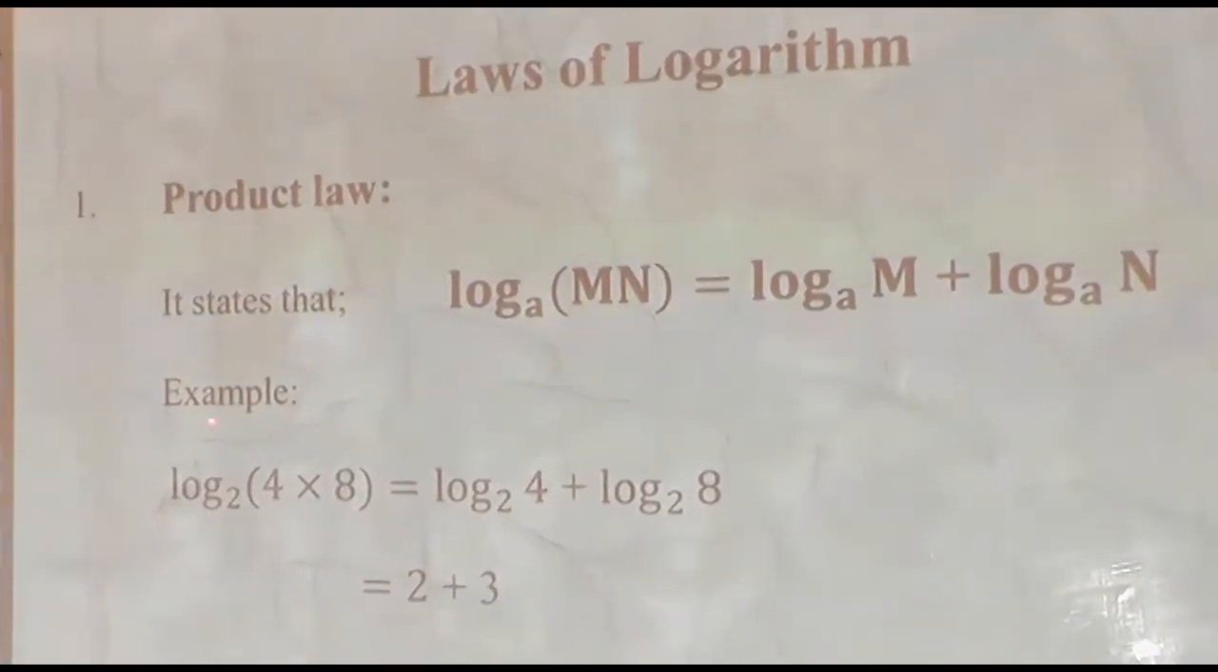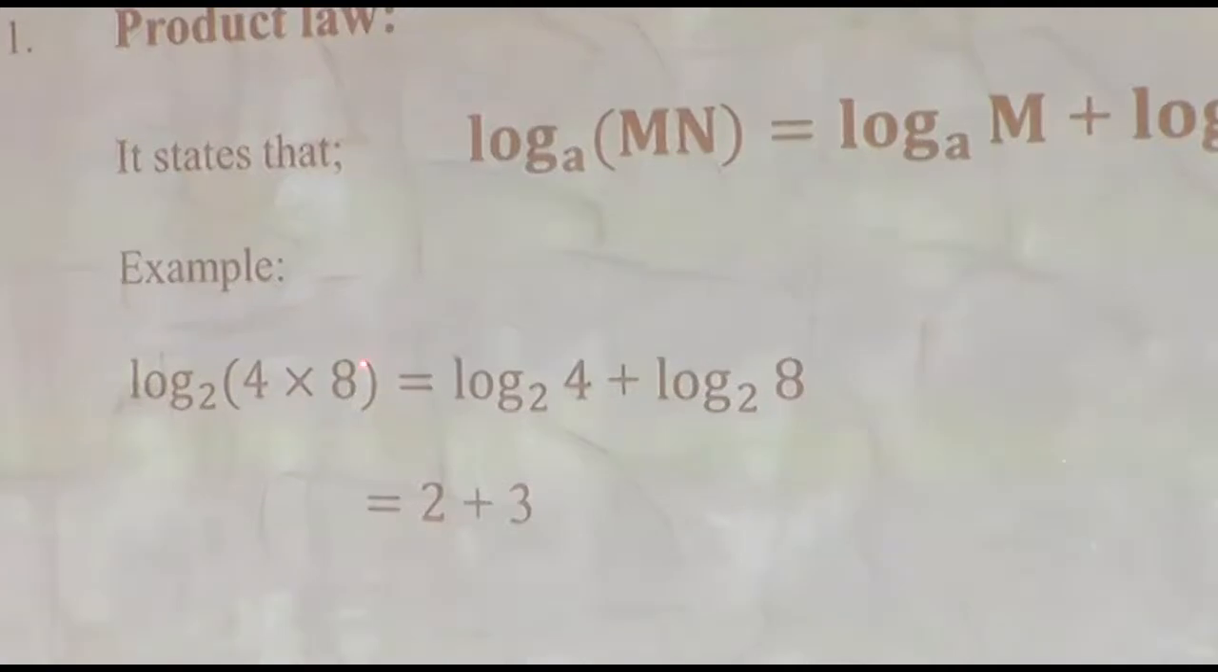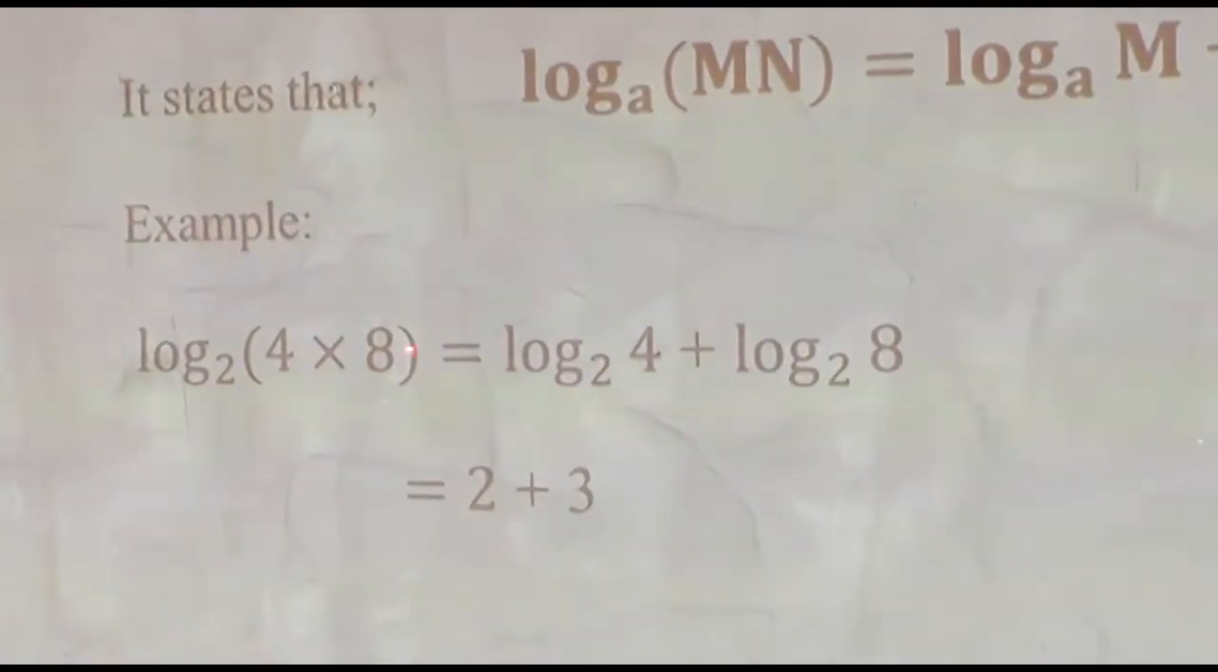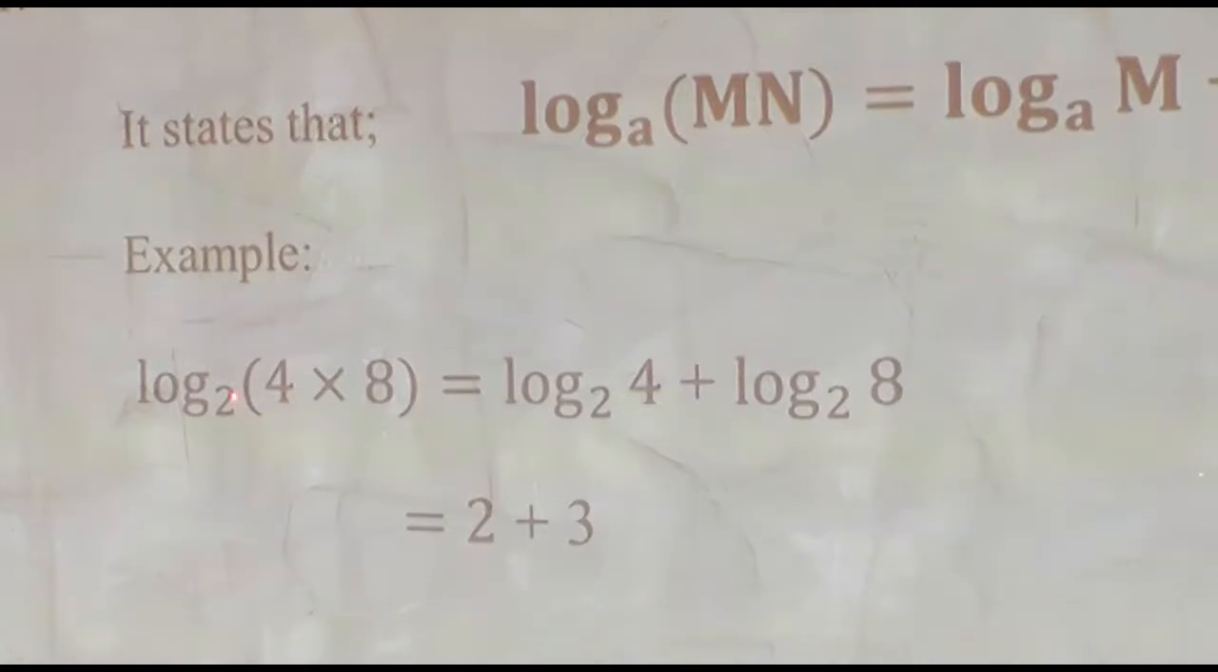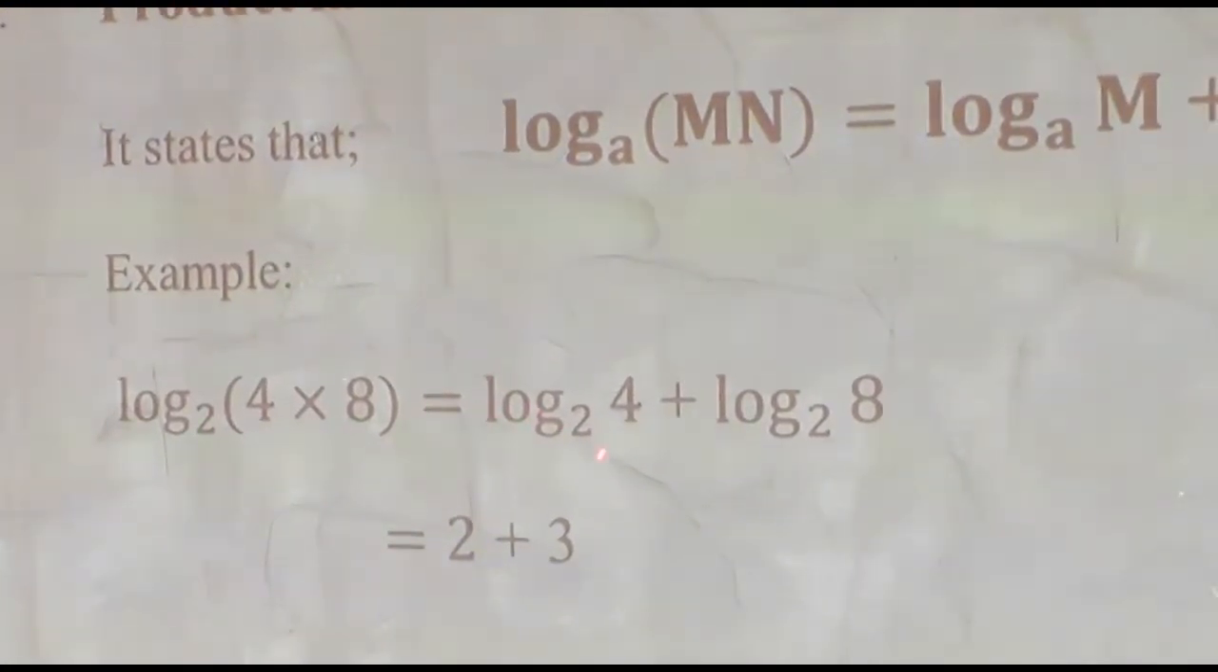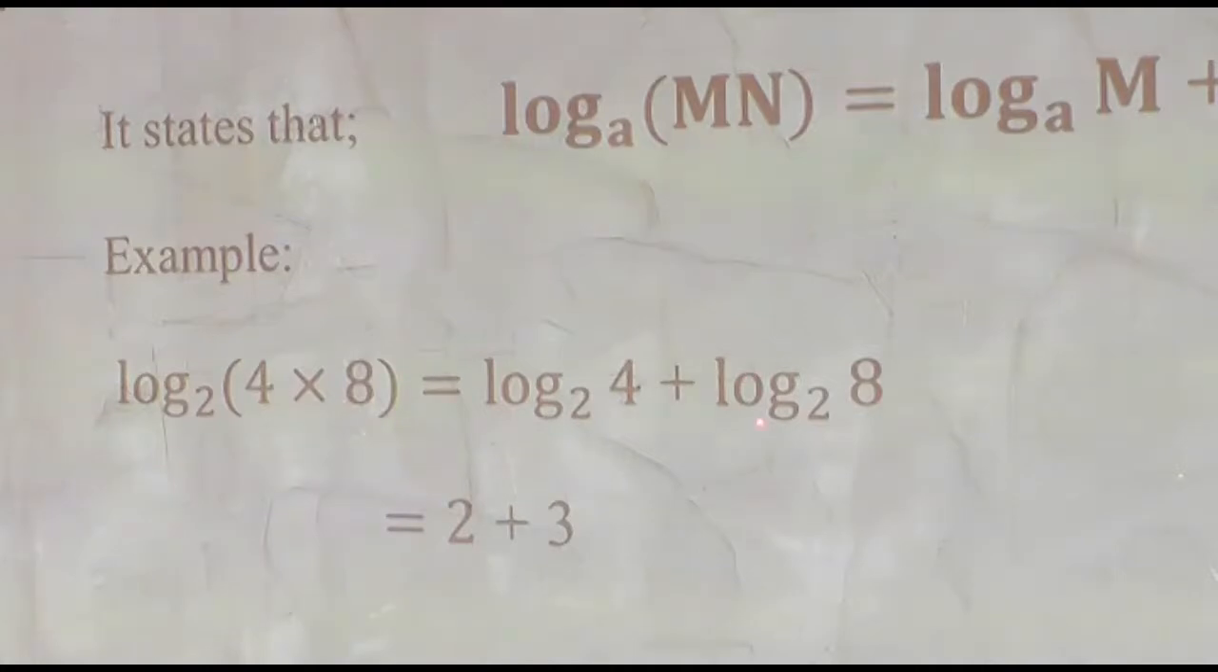So for example, we have log of 4 times 8 to base 2. If I find the log of 4 to base 2, I am going to also find the log of 8 to base 2 and then add them together. Here, the log of 4 to base 2 is 2. Now you ask how? Remember we said that the log of 4 to base 2 is asking how many times can 2 be raised to obtain 4?